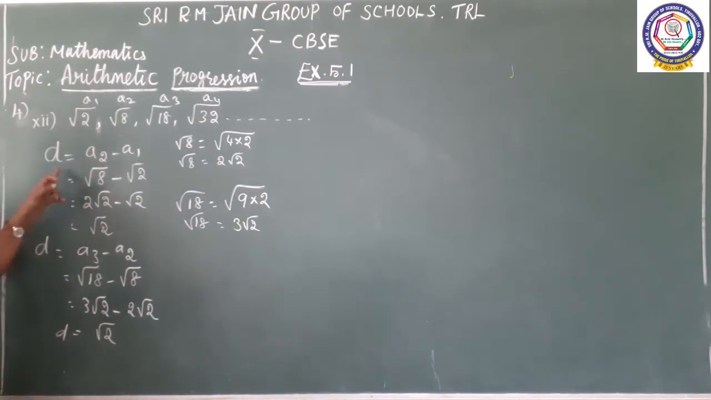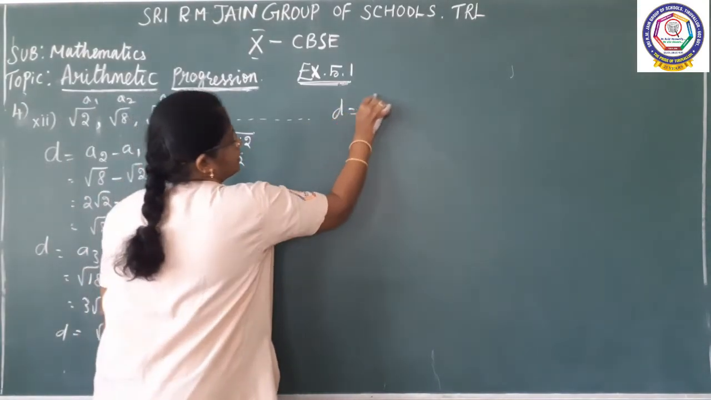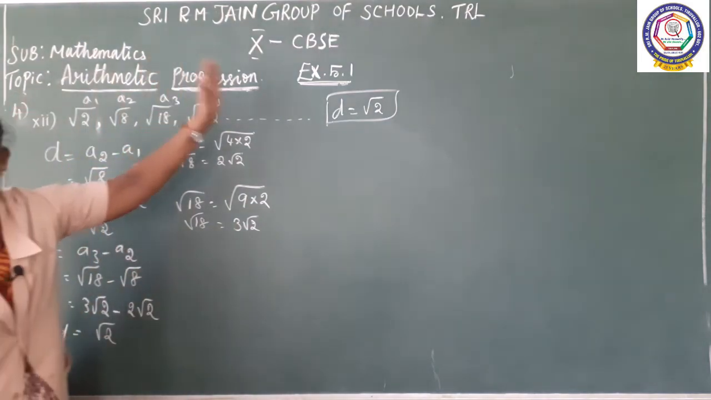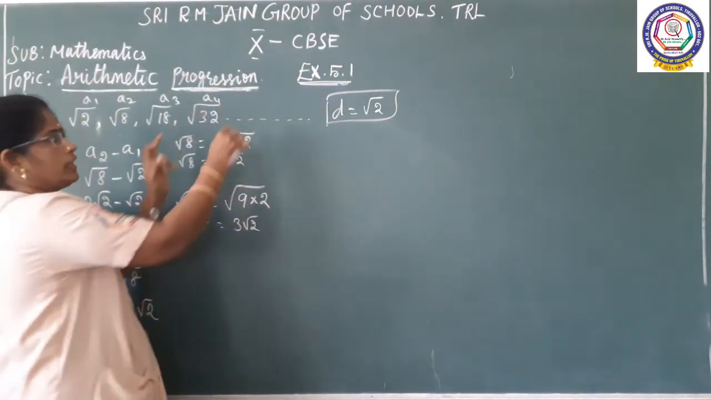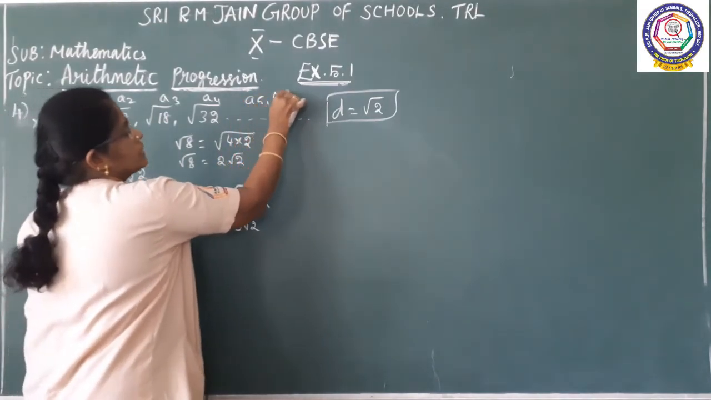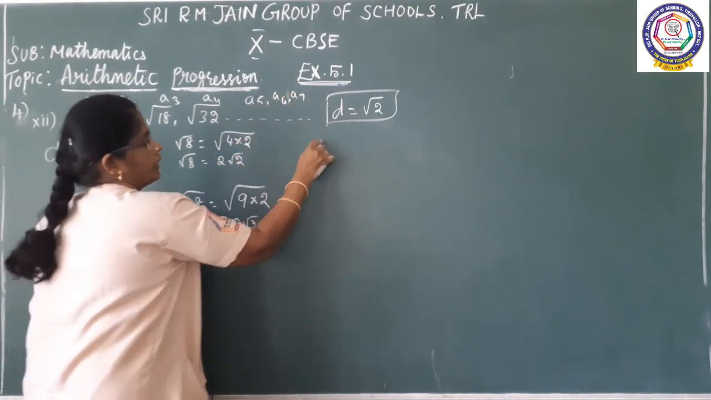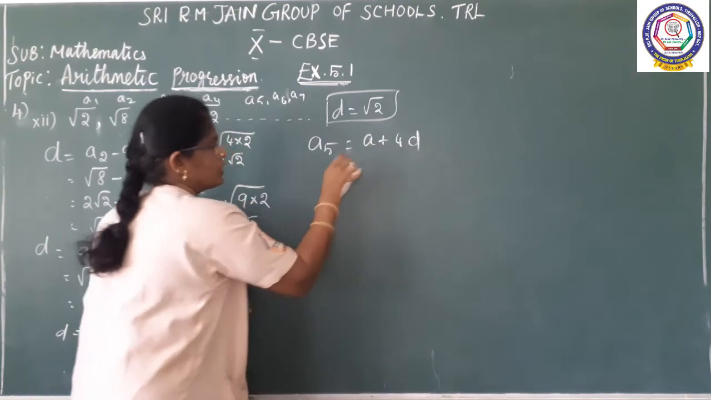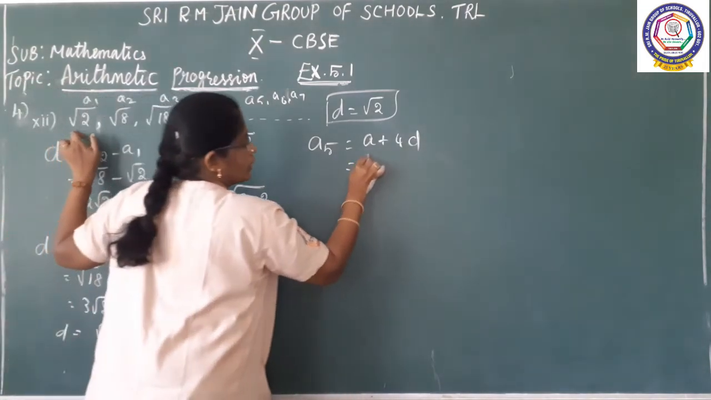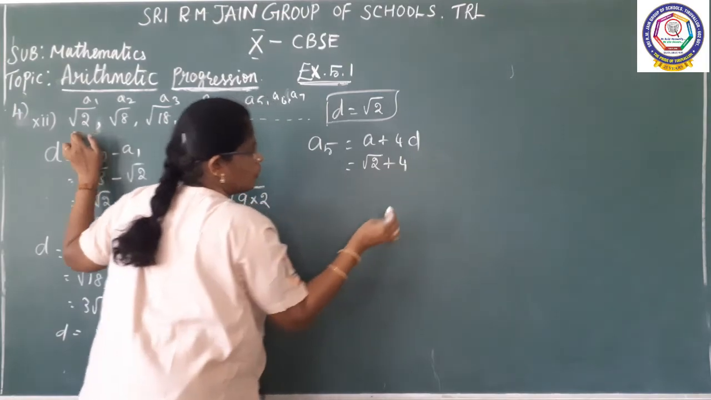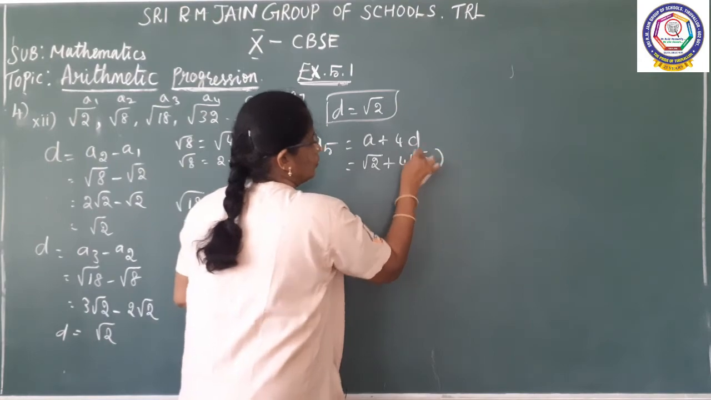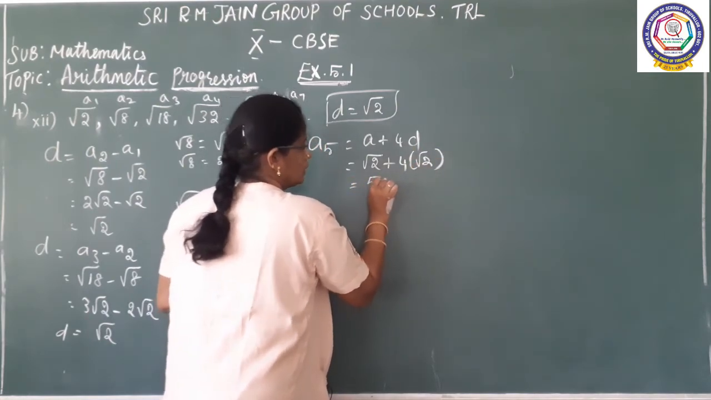Now you check here, the common differences are equal. So it forms an AP. So we have to write that the common difference is square root of 2. It is an AP, which means we have to find the next 3 terms also. What are the next 3 terms? A5, A6, A7. A5 can be written as A plus 4D. What is A? It is given as square root of 2, plus 4 into D, which we got as square root of 2, that is equal to 5 square root of 2.